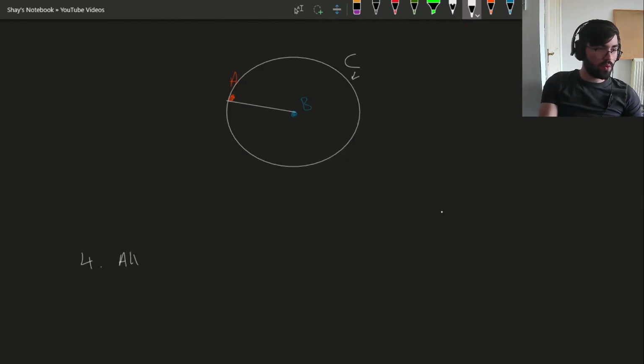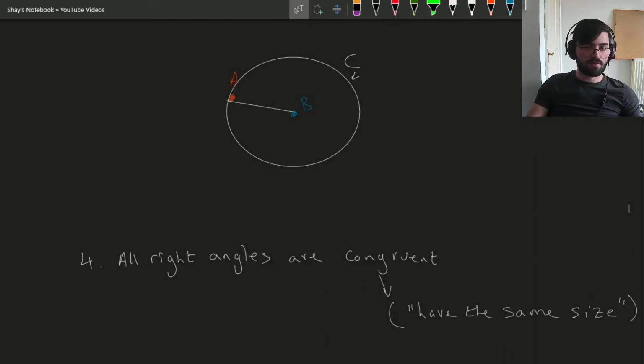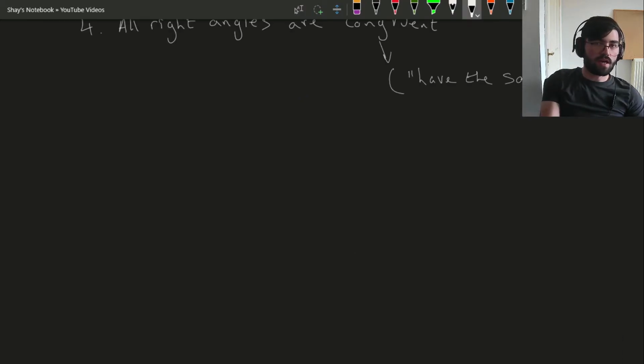Point 4, all right angles are congruent. I've just put a little arrow to show what congruent means, and it means have the same size. I'm not going to draw a diagram for that. I think that's pretty self-evident.